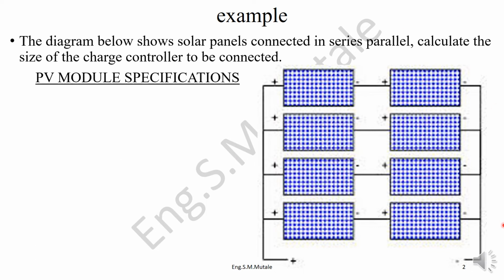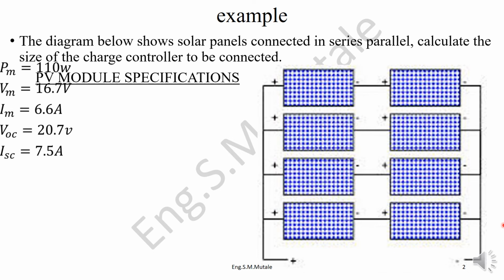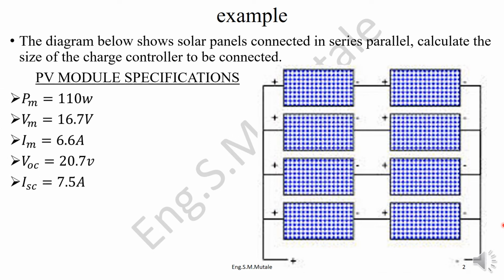The information given is that the PV module specifications are: maximum power 110 watts, maximum voltage 16.7 volts, maximum current 6.6 amps, open circuit voltage 20.7 volts, and short circuit current 7.5 amps. So in determining the size of the charge controller, what is of interest to us is simply the short circuit current.